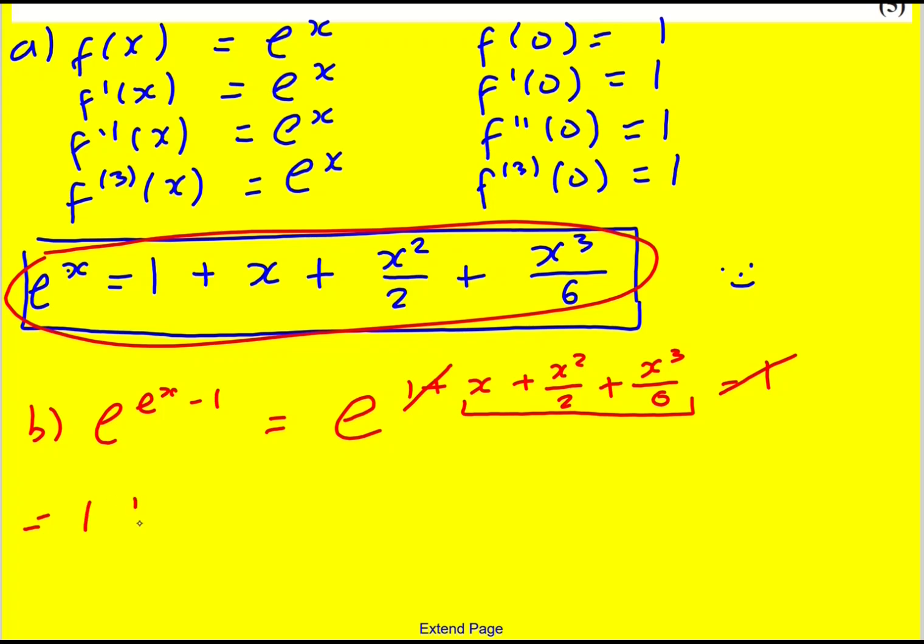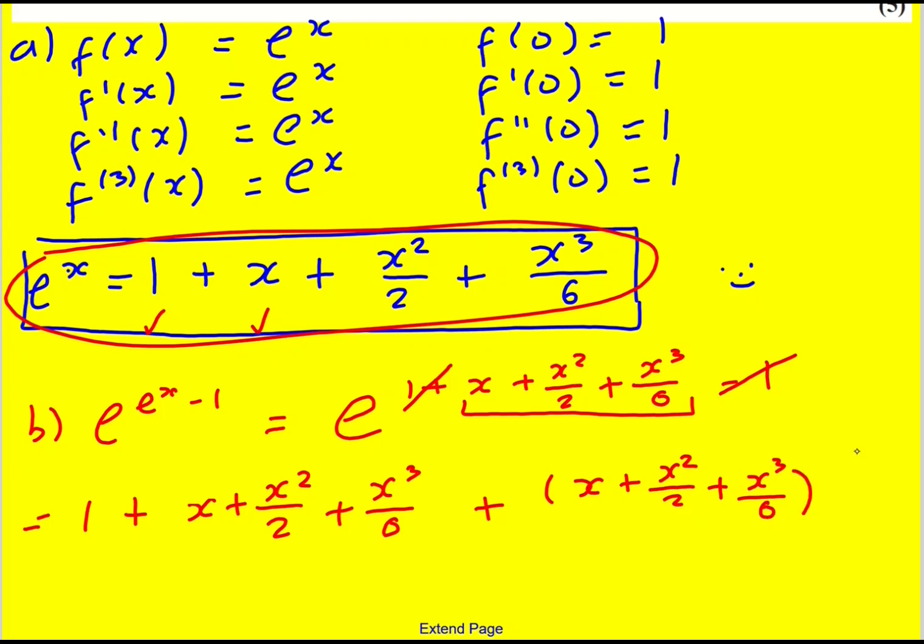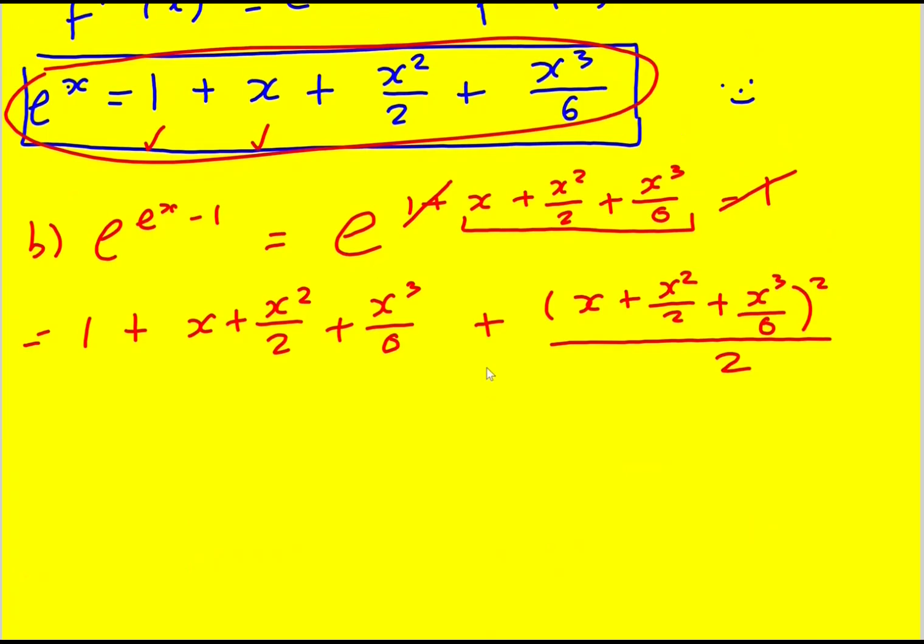So I'm going to get 1 plus x squared over 2 plus x cubed over 6. So I've dealt with that term and that term. Then I'm going to be plussing the same thing, but it's x plus x squared over 2 plus x cubed over 6. And then I'm squaring that and dividing by 2. And then finally, one more term, x plus x squared over 2 plus x cubed over 6, cubed, over 6.